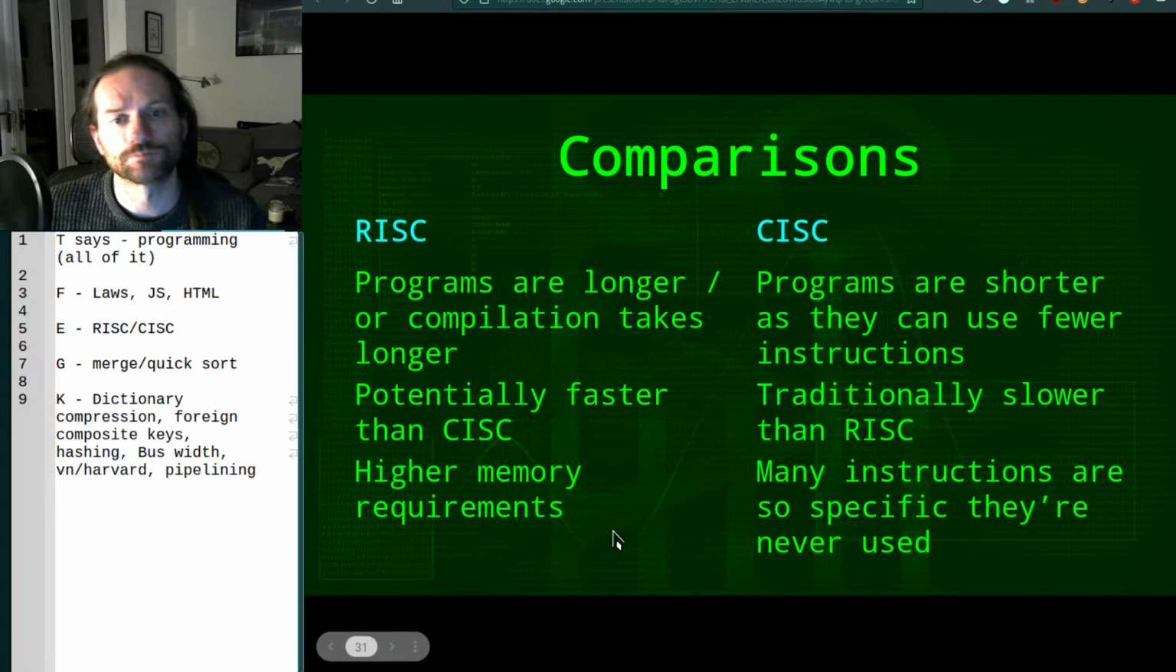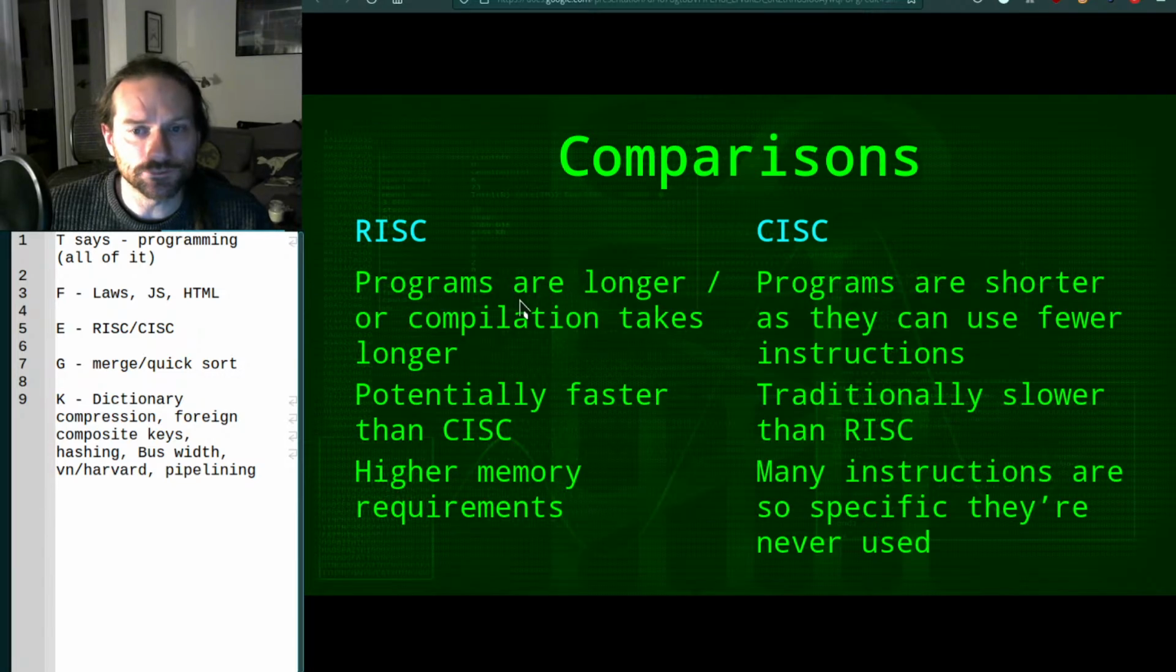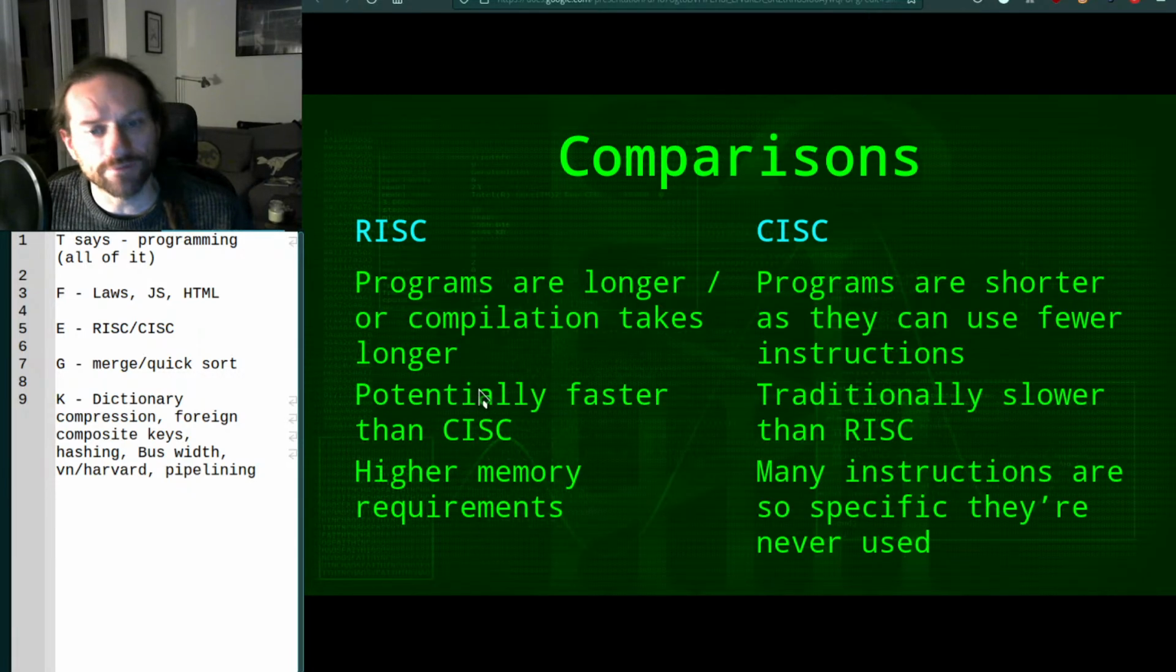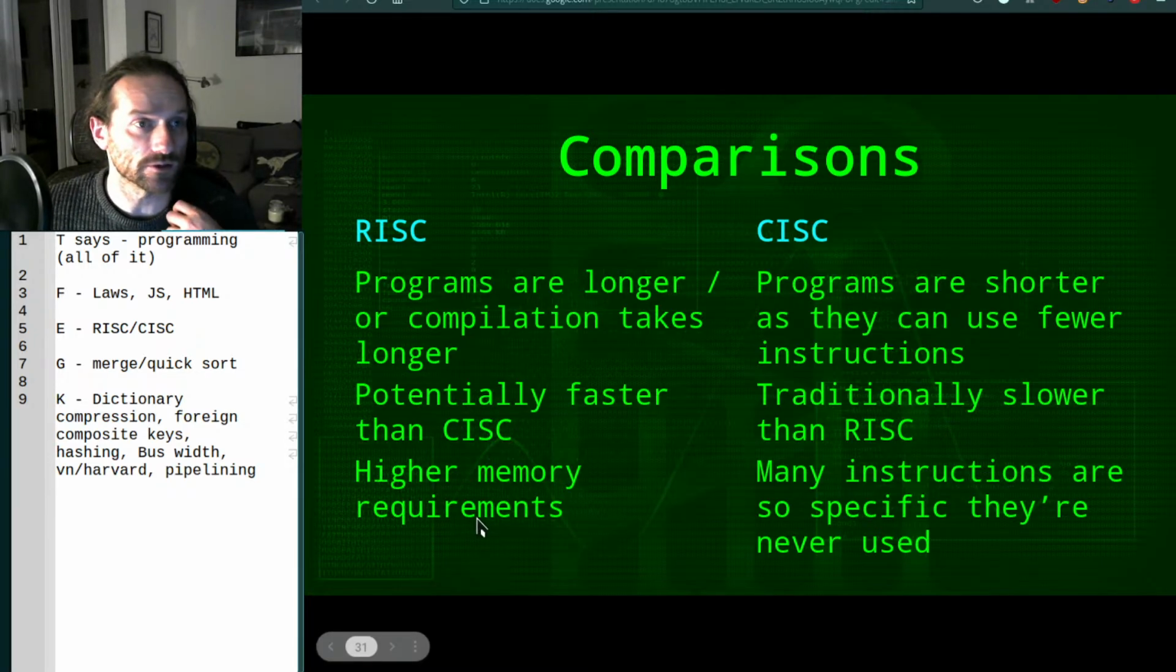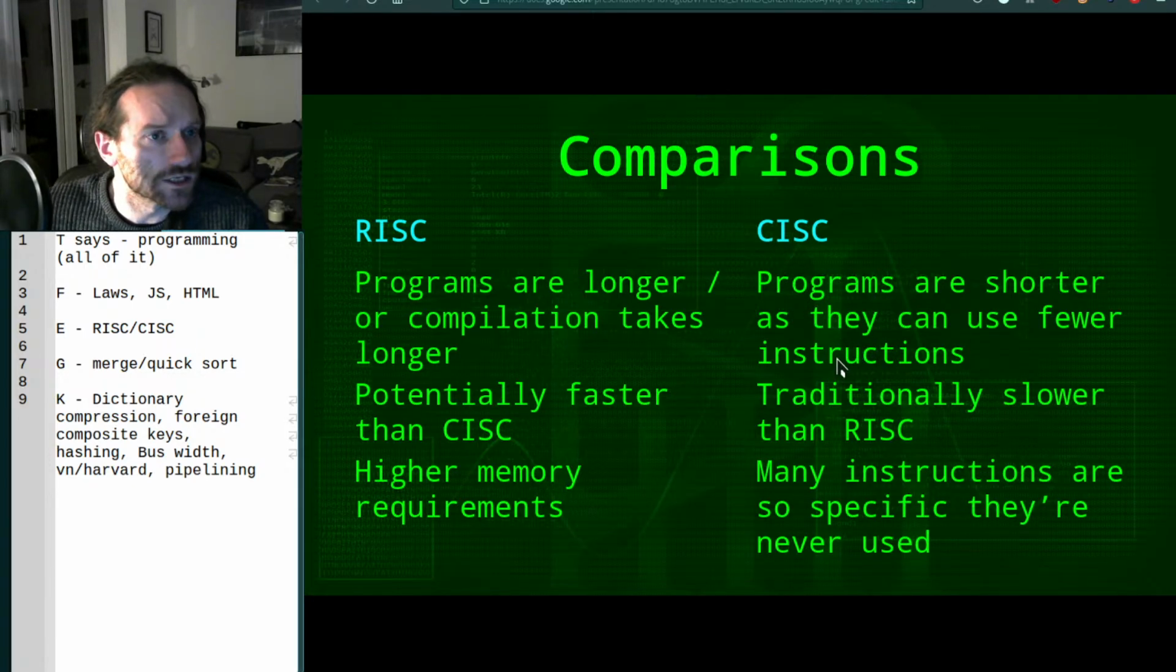Here are some comparisons. With RISC, the programs are longer, or the compilation takes longer if you're writing in a high-level language. It's potentially faster than CISC, but has higher memory requirements. And that makes sense, right? If you've got multiple different instructions, they all need to be stored in memory. So the more instructions you have, the more memory is going to be taken up. With the CISC CPU, the programs are shorter because they're not using so many instructions, so they're potentially taking up less space in memory. Traditionally slower than RISC.